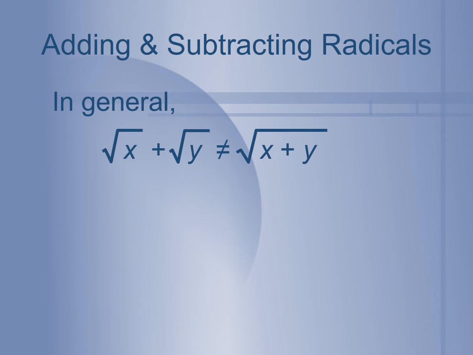So in general, just remember this. If you have the square root of x plus the square root of y, or two square roots of anything that are different, you cannot add them together. They are not equal to each other.